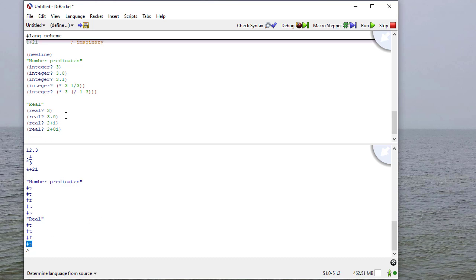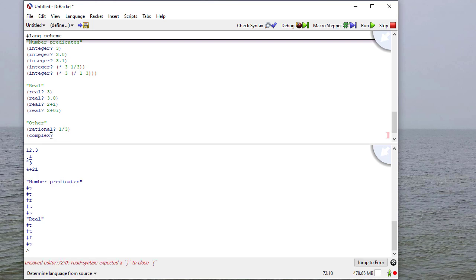Scheme is actually really good with numbers and figuring out the types of numbers. You don't have some of the errors you'll see introduced by using floating point numbers in other languages. There are some other number predicates that we can use. We can ask if 1 divided by 3 is rational.